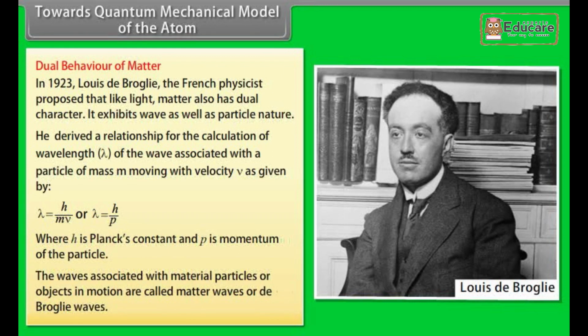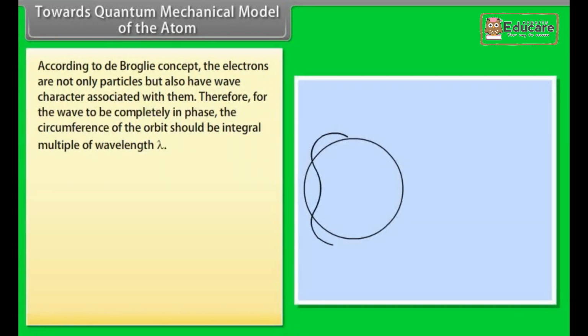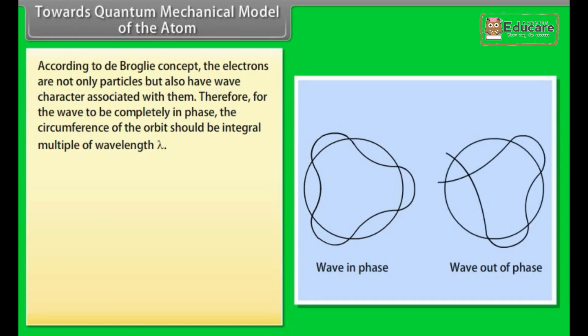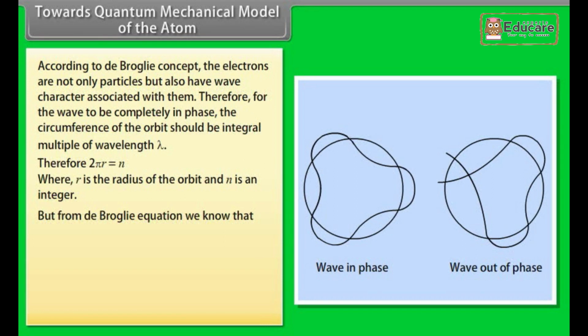The waves associated with material particles or objects in motion are called matter waves or de Broglie waves. According to the de Broglie concept, electrons are not only particles but also have wave character associated with them. Therefore, for the wave to be completely in phase, the circumference of the orbit should be an integral multiple of the wavelength lambda. But from the de Broglie equation we know that lambda is equal to h upon mv. Hence, 2 pi r is equal to n into h by mv, where mvr is equal to n into h by 2 pi.